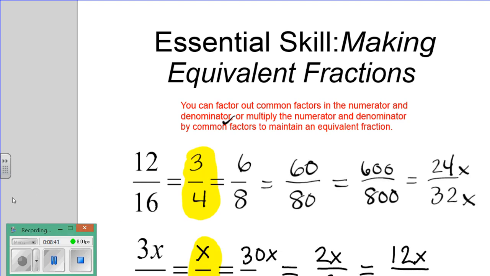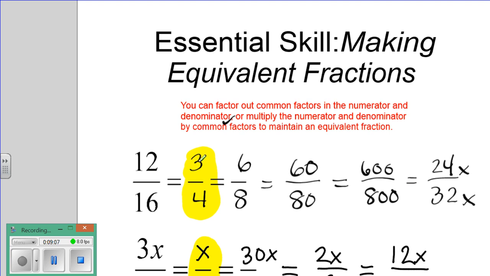Okay, so like we said, you can factor out any common factors in the numerator and the denominator. So I went ahead and did that first on both of these. So 12/16 can simplify all the way down to 3/4. And I highlighted 3/4 because that's the simplest version that this fraction can be. But you could have also divided them both by 2 and had 6/8, right? 6 on the top, 8 on the bottom, right?